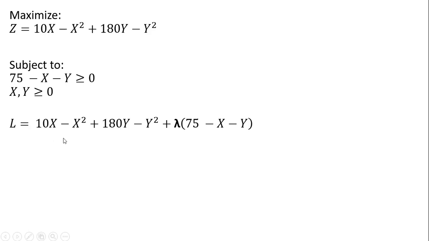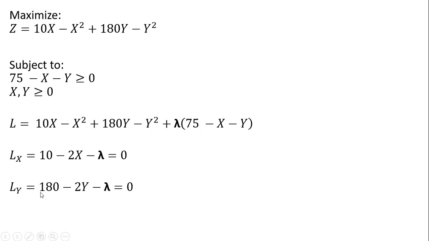We'll start with a Lagrangian, and we're going to take some partial derivatives. You'll notice this first constraint up here, we've got lambda multiplied by the constraint. So we're going to take the partial derivative of the Lagrangian with respect to x, and we get this result, setting that equal to 0. We take the partial derivative of the Lagrangian with respect to y, and we set that result equal to 0. And finally, we take the partial derivative of the Lagrangian with respect to lambda, and we get back our first constraint.